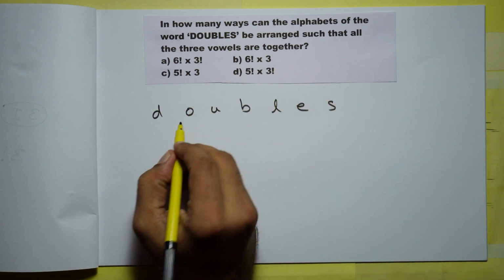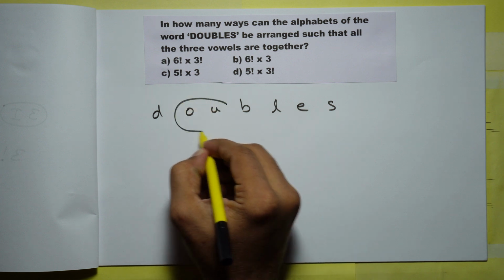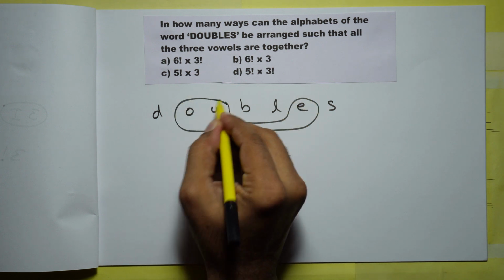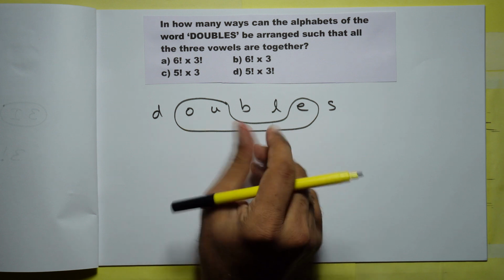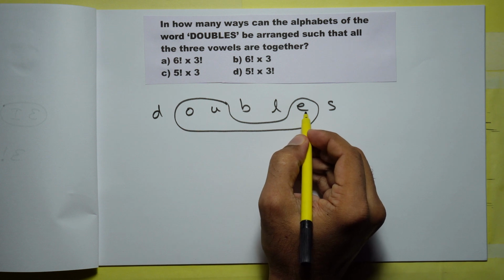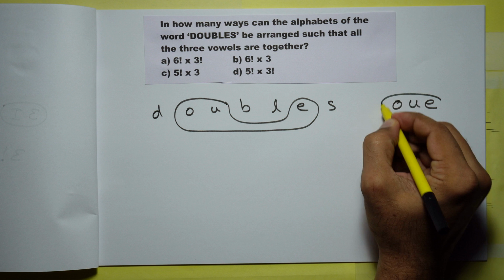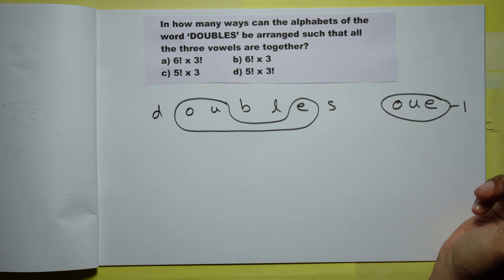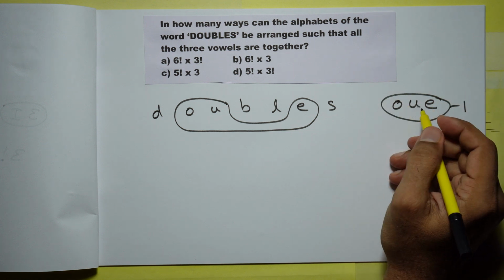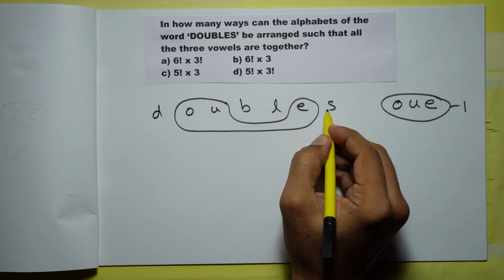Now, whenever it is said that the three vowels should be together, you bring them together and treat them as one alphabet. If you do that, the three vowels will always be together. That is, the vowels are O, U, and E. So bring them together and treat them as one alphabet. If you treat them as one, here there are four consonants, that is D, B, L, S.